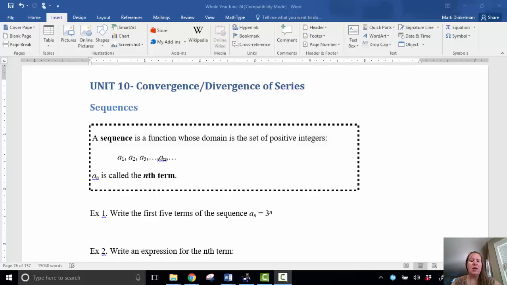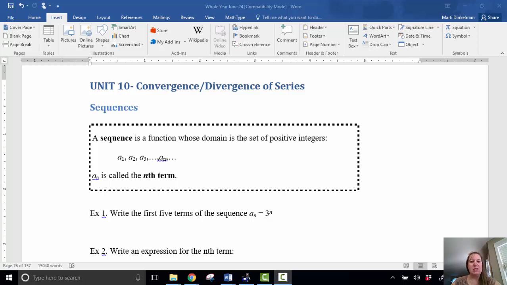Hey everybody, it's Mrs. Dinkelman, and this is now Unit 10 where we're going to talk about the convergence or divergence of series. If you remember, we talked with improper integrals about the definition for converging and diverging. Just a recap: converging means that our limit is heading toward a finite number, and for diverging, we either get something infinite or we have something oscillating so we can't pin down a number. So it's divergent in that way.